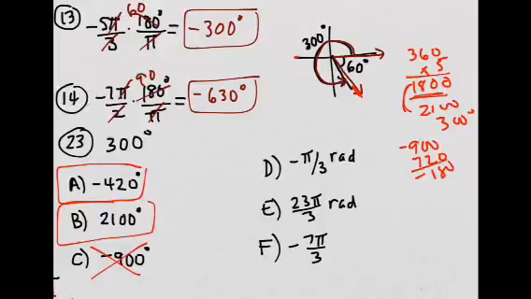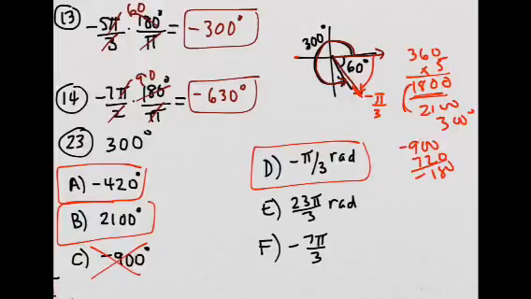Okay. D, E, F are in radians. So remember, the 60 degree angle is pi over 3. So this would be negative pi over 3 right here if we're counting this angle right here, negative pi over 3. So that one works.